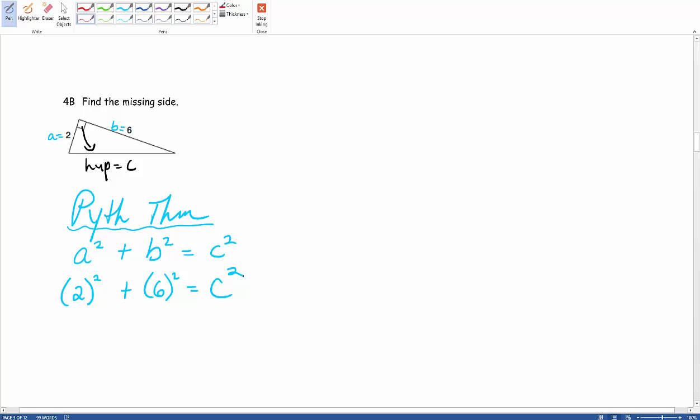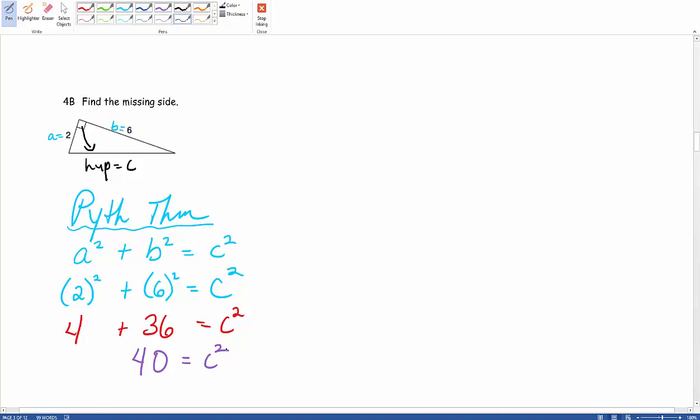Again, end game here is to figure out what C is. So on the left side, we're going to go ahead and simplify things up. We have 2 squared, that gives us 4, plus our 6 squared, that's 6 times 6, which is 36, equals our C squared. Next, we can go ahead and add these two values together. We end up then with 40 is equal to our c squared.